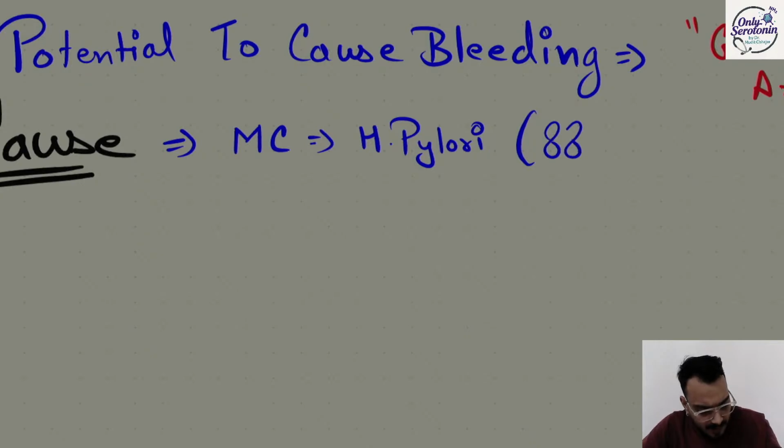This kind of bacteria is responsible for 88% of peptic ulcers. What about the rest, 22%, guys? This rest is caused by NSAIDs.